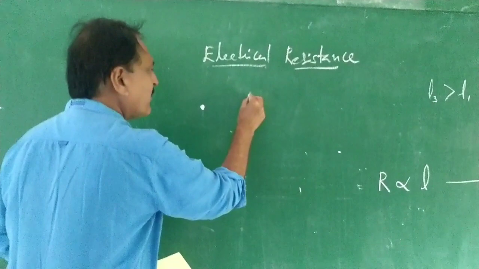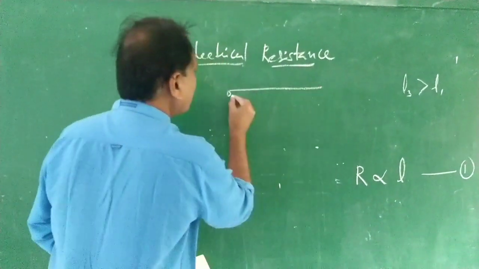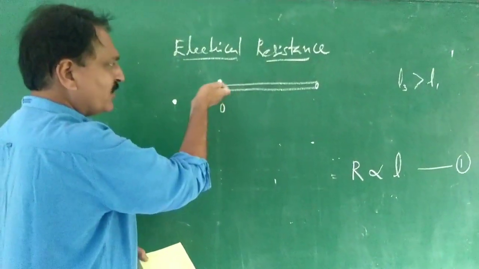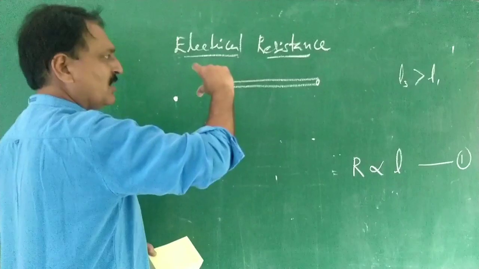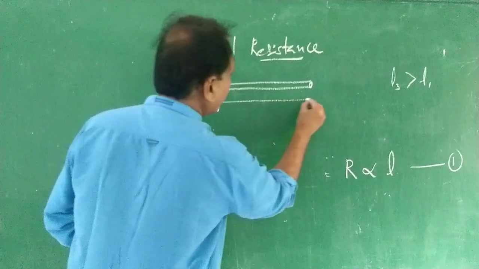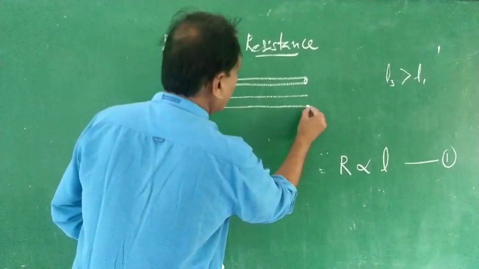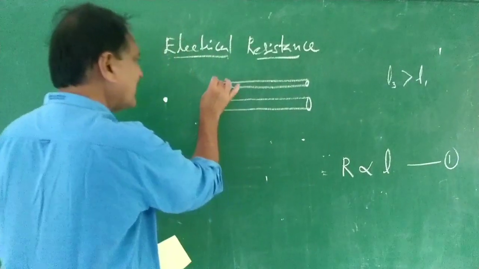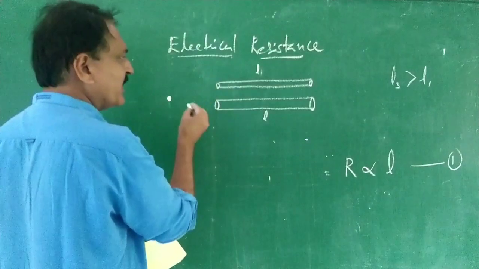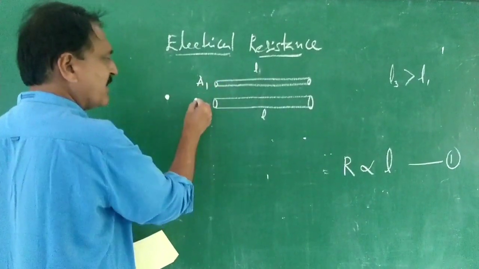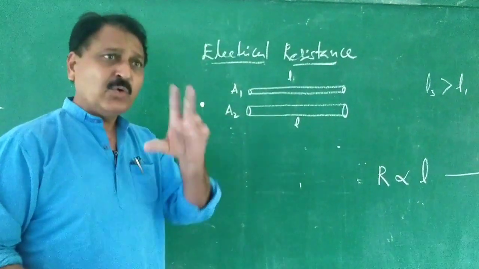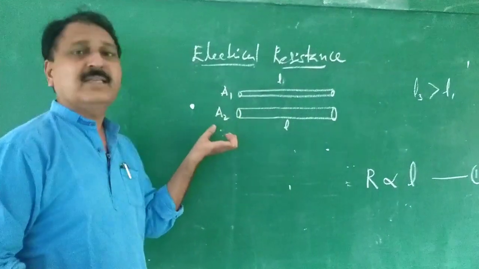So I am taking copper wires of different cross sections. This is the first copper wire. I am magnifying it, actually you cannot see it like this, it is this much thickness, but I am magnifying. This is another copper wire of larger cross section area. The lengths of these two wires are the same, L, but their cross section areas are different. Here the cross section area is A1, here it is A2. So I am taking two copper wires of the same length but different cross section areas.